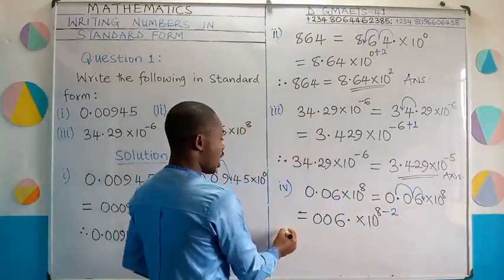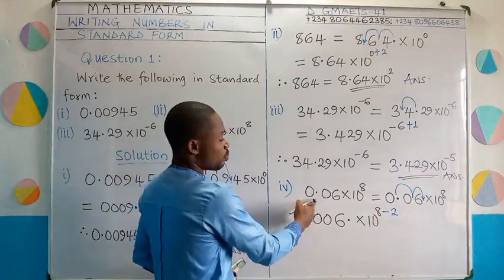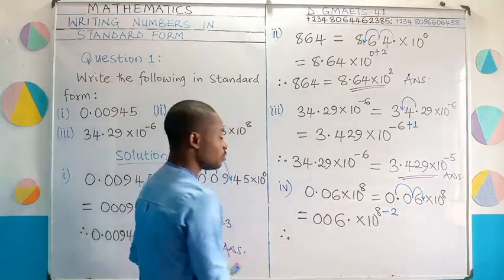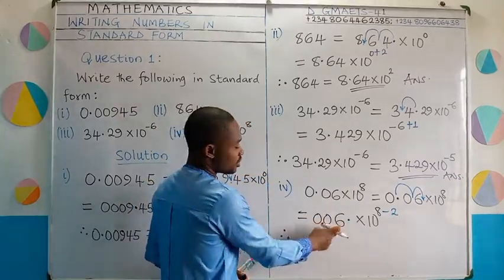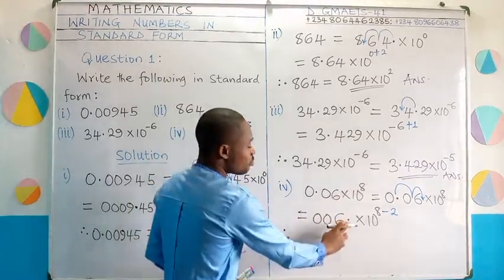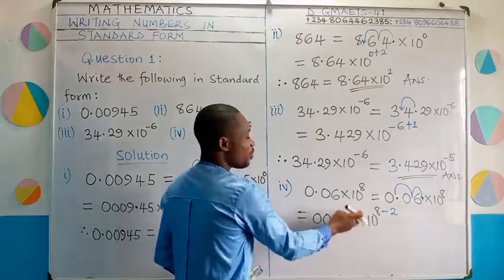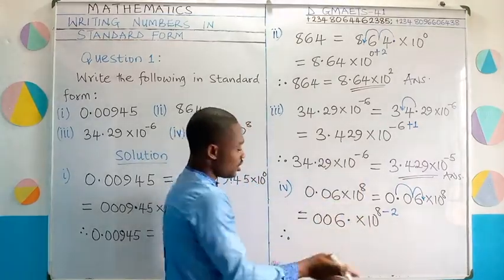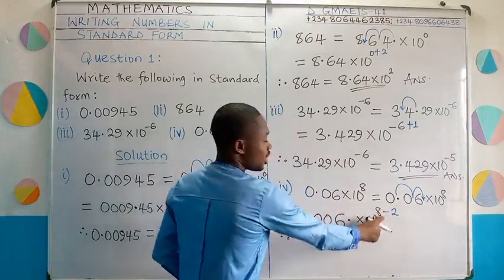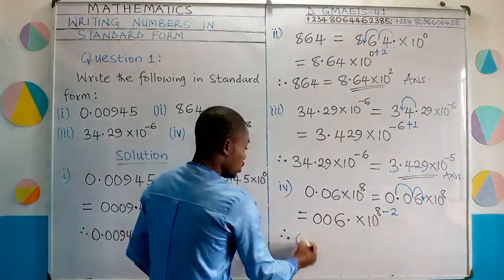So concluding, I have 0.06 times 10 raised to the power 8, and in standard form it will be this 006. The 00 does not mean anything, so it's simply 6. I have a point, there is nothing here, simply 0.0. You can forget about that 0. So this is simply 6 times 10 raised to the power 6, since 8 minus 2 is 6.